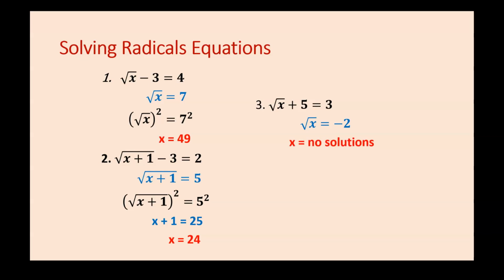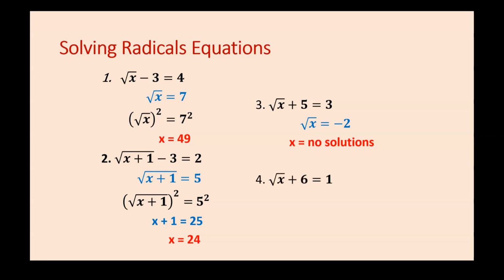Now why is that? Because anytime we take the square root of a number, it must always be a positive number. So anytime I have a square root symbol equal to a negative number, there will be no solution. Okay? It is a conflict of logic, because we know that square rooting a number must always be positive.